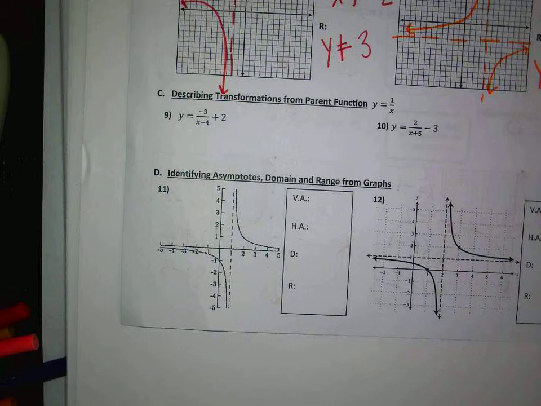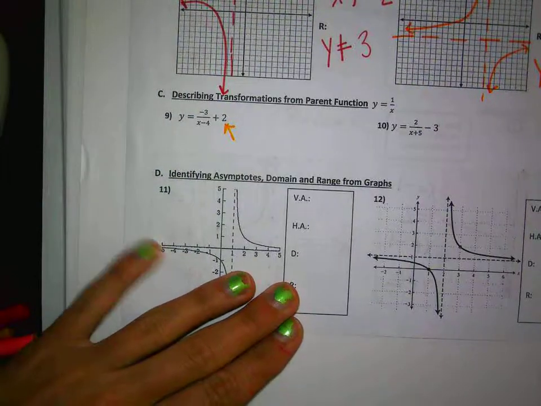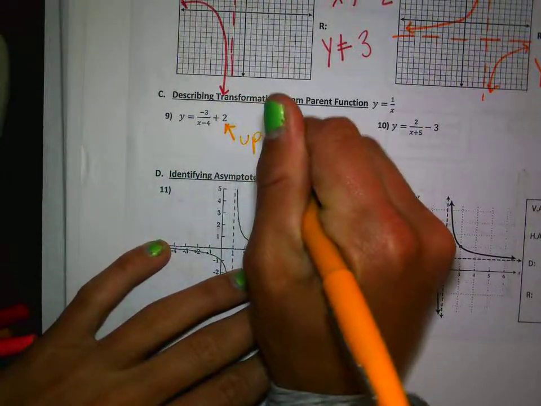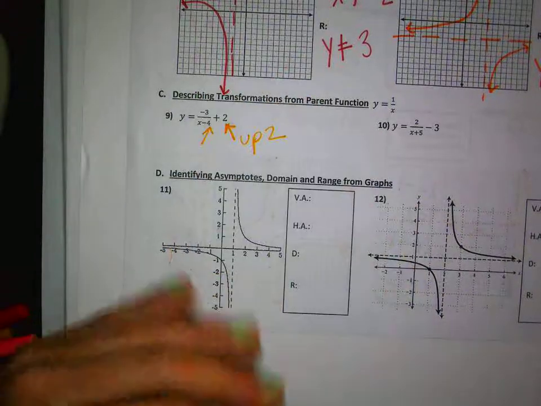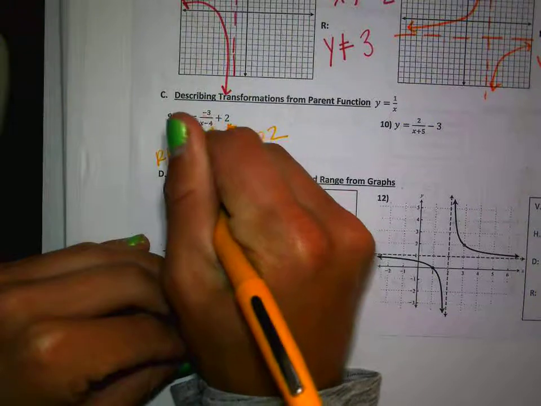Part C. This one we're just doing the translations like we've done all year. So everybody tell me what's the +2? Up 2. Tell me what -4 is. Right 4.